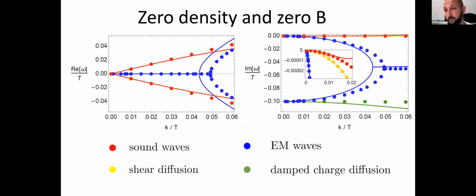And this is where interesting things happen. The bullets are the numerical modes extracted by doing quasi-normal mode computations, and the lines are the hydrodynamic formulas. What you see is that there are sound waves. You can clearly see two propagating modes here. There is shear diffusion, this yellow mode here, purely imaginary. But on top of that, you have two more modes. I will show you in the next slides that these are exactly electromagnetic waves and damped charge diffusion.